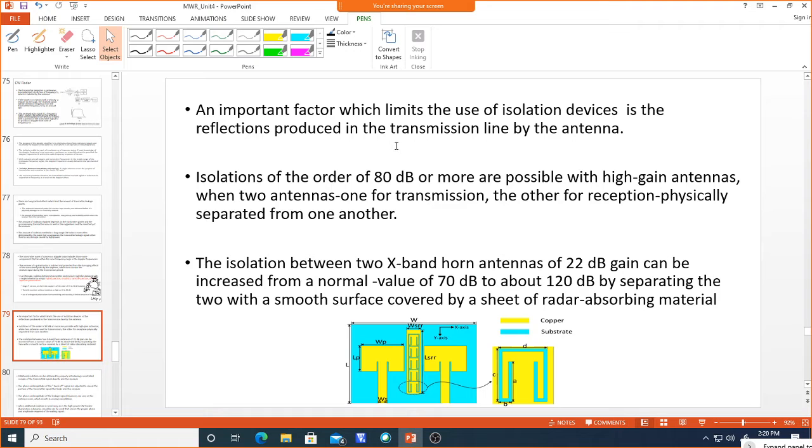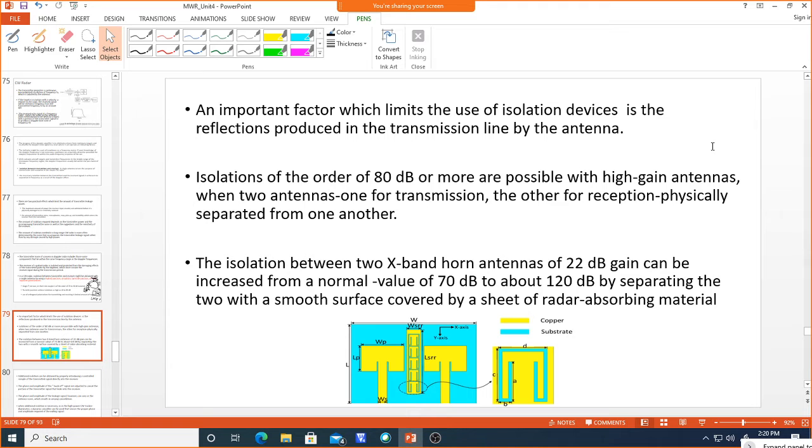Okay, so now the important factor which limits the isolation devices is the reflection produced in the transmission line by the antenna, because whenever you transmit through an antenna, there is a cable connected from the transmitting source device to the antenna. In between the antenna and the RF source which you are generating, there is a transmission line. Because of the mismatch between the free space and the antenna, there is a reflection, and there is also a reflection caused by the RF source and the transmission line. If those are not matched, the reflection will come.